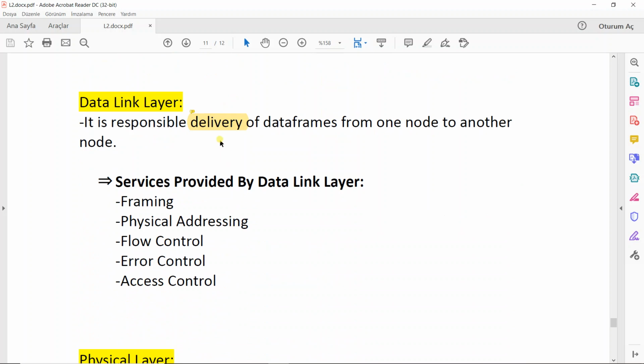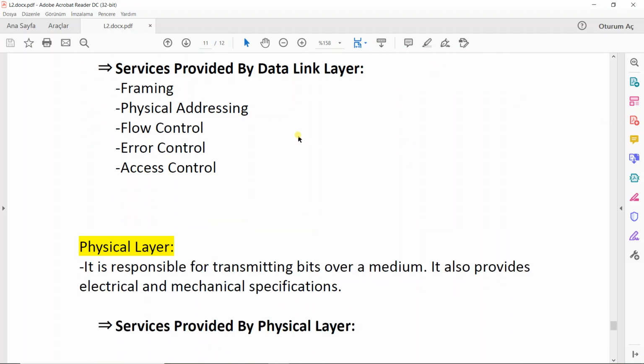Data link layer, what does it do? It's responsible for the delivery of data frames from one node to another node. Services provided by that: framing, physical addressing, flow control, error control, and access control. Flow control, error control, access control. What are the differences between them?